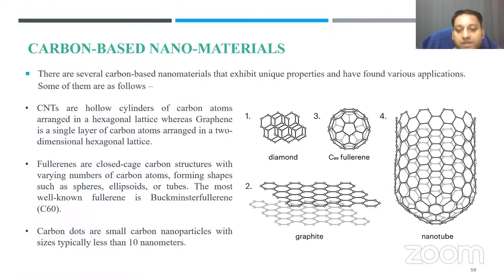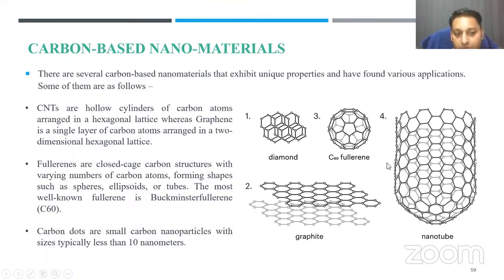Now, types of nanomaterials. First we will discuss the carbon based nanomaterials, which are segregated mainly into 4 forms. One is diamond, which is a 3-dimensional form of carbon. Then graphite, which is a 2-dimensional layered form of carbon. Then fullerene, which is a 0-dimensional form of carbon, and nanotube, which is a 1-dimensional form of carbon.